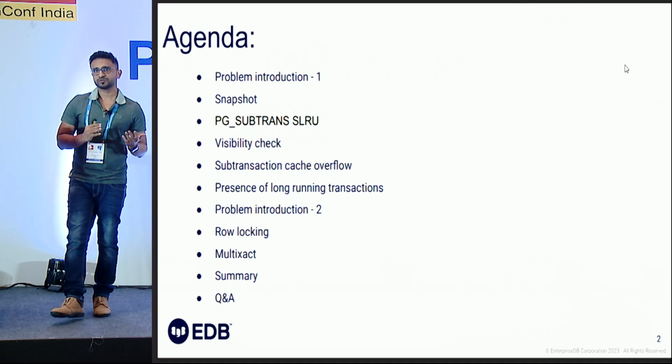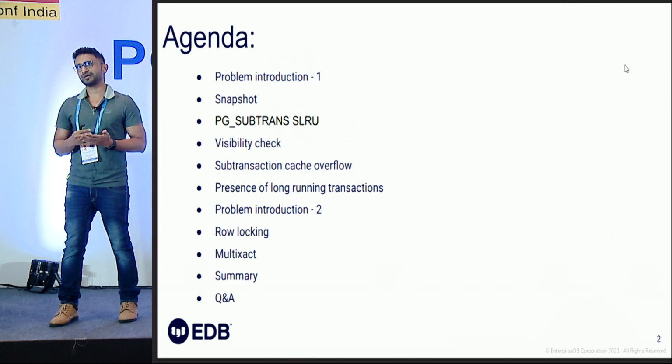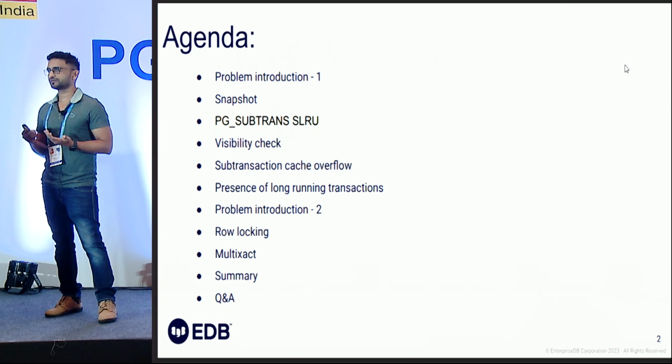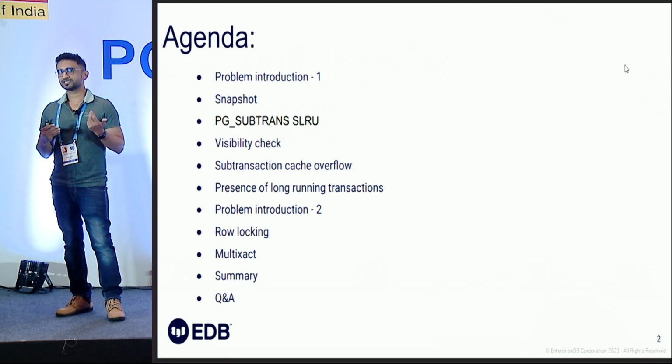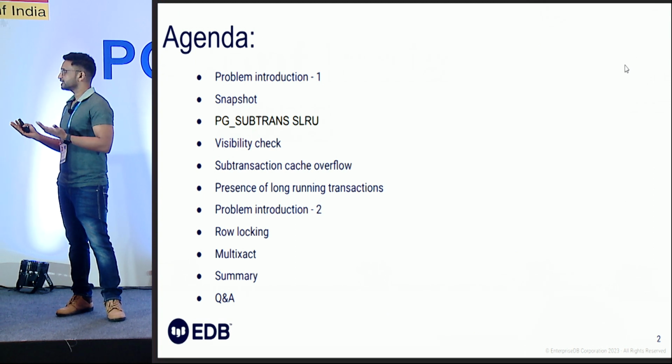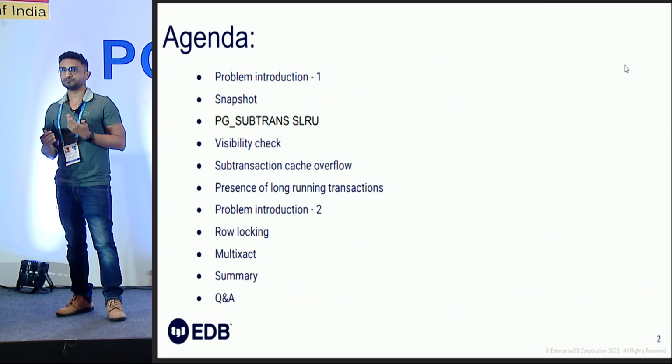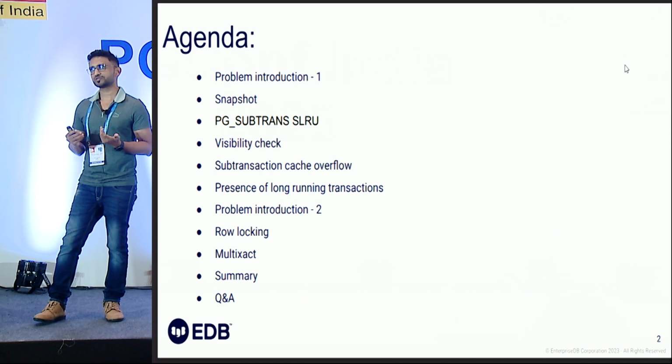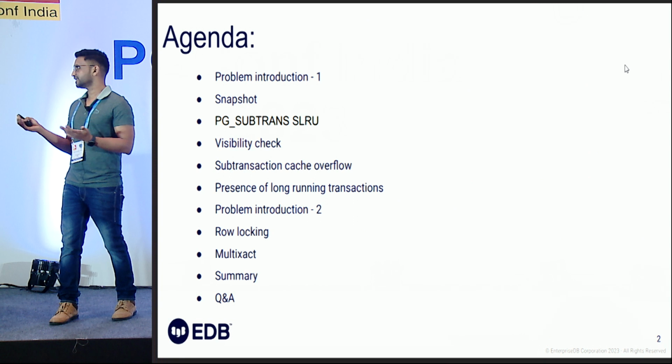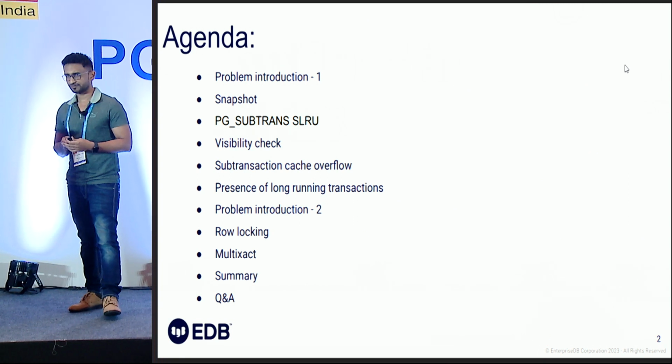Then we'll go into the introduction of the second problem. I'll show some tests I have done and how I simulated that problem. Then we'll understand something about row locking and MultiXact ID in PostgreSQL to understand that problem more. And then finally, we summarize our talk.